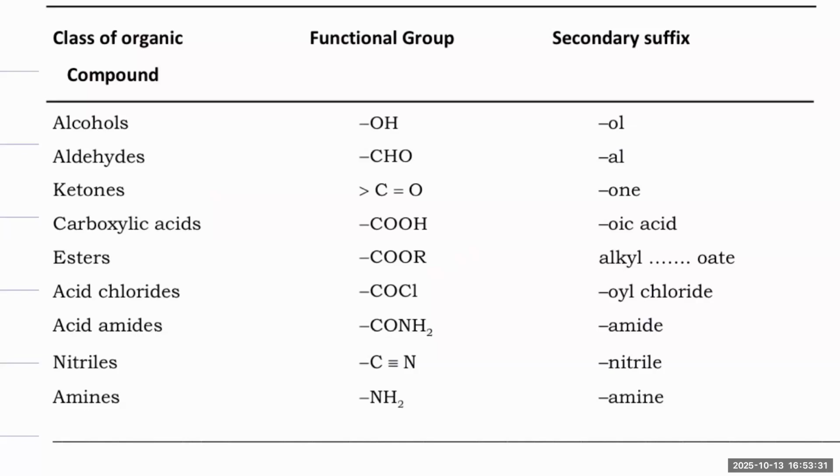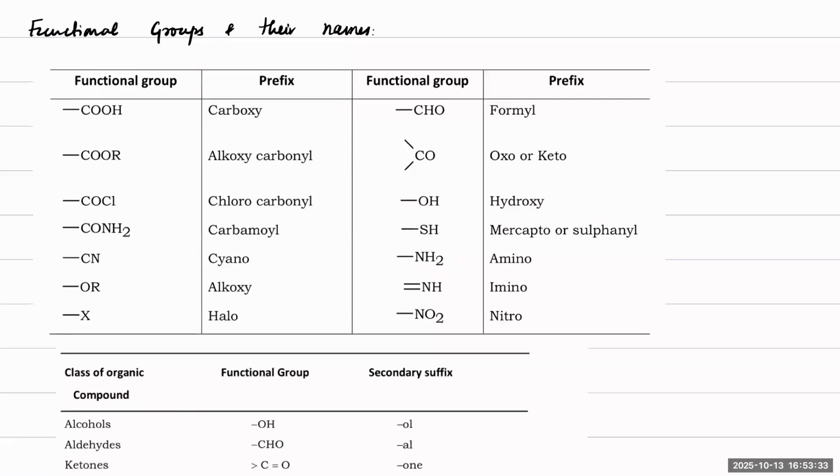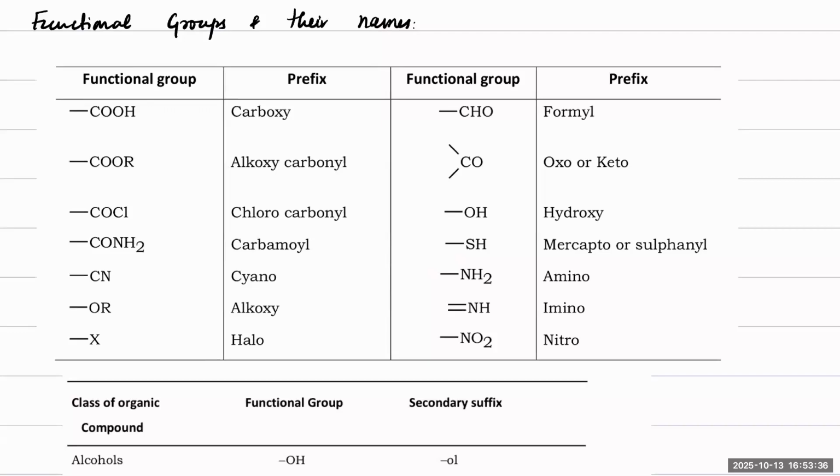Now notice the order in which priority is given. The priority is always first to acids, COOH. Then comes the alkoxy group, then acid chloride, amides, cyanides. After that we have ketones, aldehydes, ketones, alcohols, then thioalcohols, then imines, and nitro and halo do not have any priority at all. So that is the priority order.